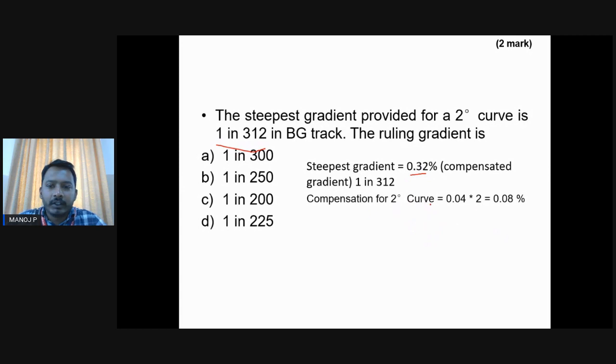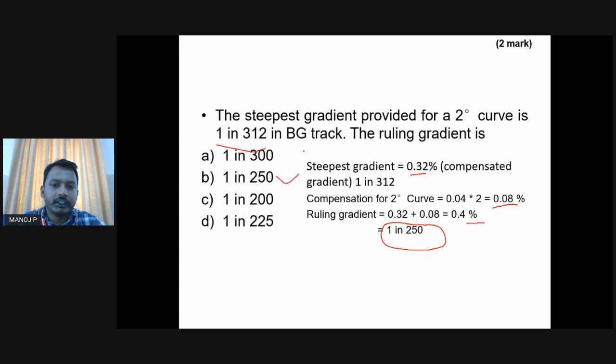Compensation given for the 2-degree curve is 0.04 multiplied by degree of curve. This will be expressed in terms of percentage. So this is 0.08. Steepest gradient provided already after compensating is 0.32. Compensation which you are providing is 0.08. Using the same equation, you get 0.32 plus 0.08, you get 0.4 percentage. So the value is 1 in 250. So the correct answer is B.